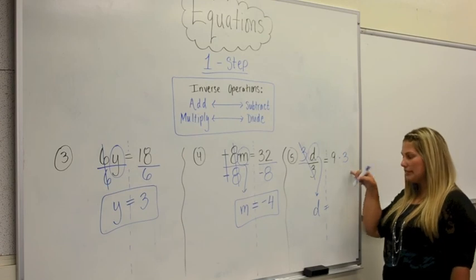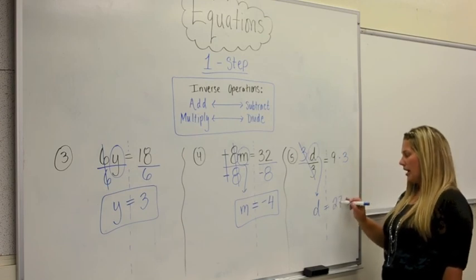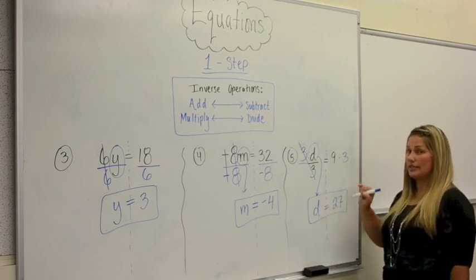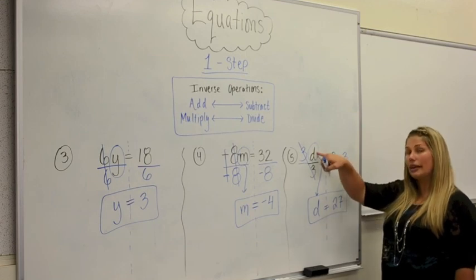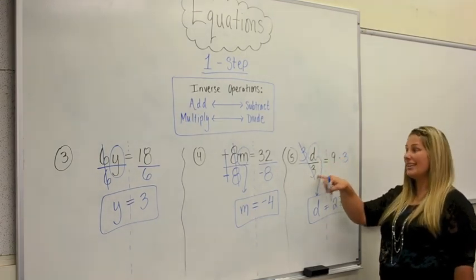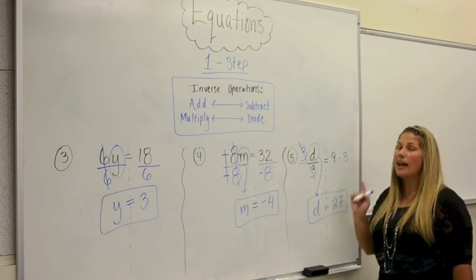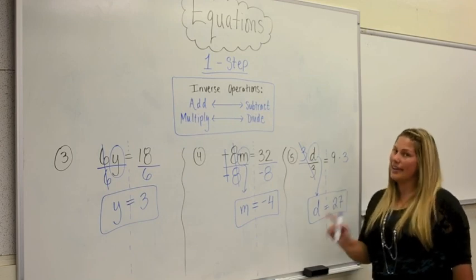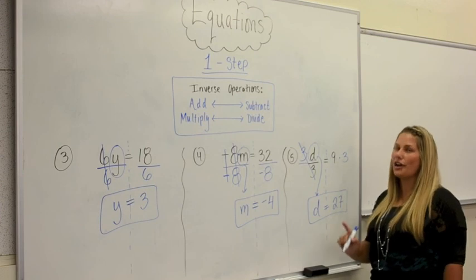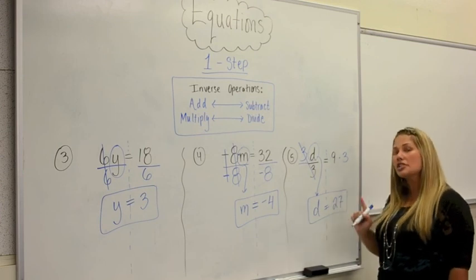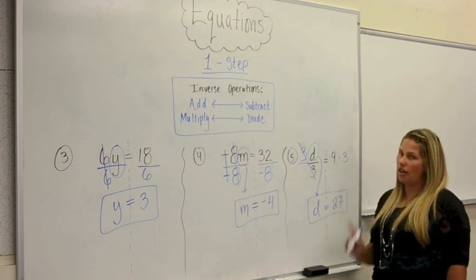And 9 times 3, I get 27. To plug it back in, I could say 27 divided by 3 gets me that 9. Don't forget, I'm not just checking answers. You better show the inverse operation to solve all of the equations.